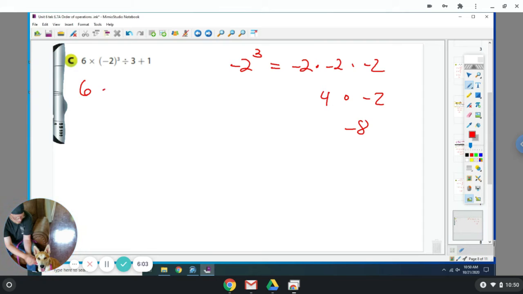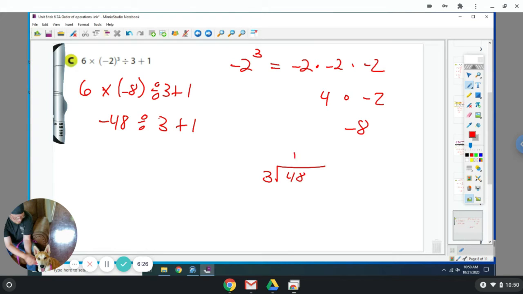So 6 times negative 8 divided by 3 plus 1. We're going to multiply and divide, and we're going to multiply first because it's on the left. So 6 times negative 8 is negative 48. Oops, forgot to write that 3. Divide by 3 plus 1. Now we're going to do negative 48 divided by 3, which is 16. But since it's a negative divided by a positive, that's a negative 16, plus positive 1 will be negative 15.